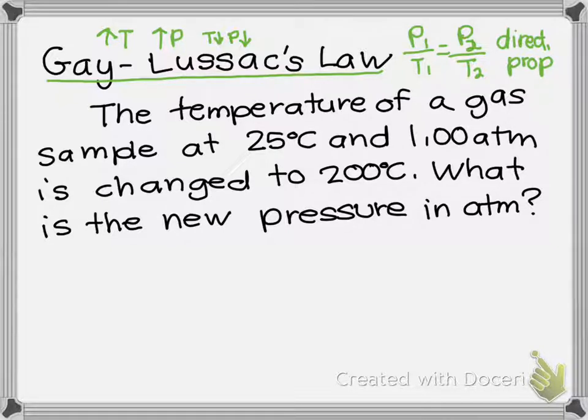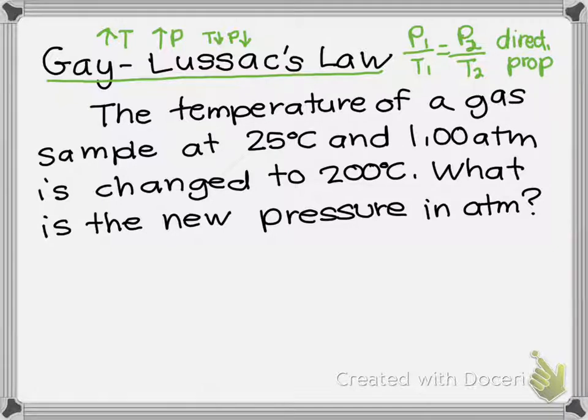Gay-Lussac's also helps us understand things like a pressure cooker. In pressure cookers, you let the pressure inside build up. So as pressure goes up, the temperature goes up. That hotter temperature allows our food to cook faster. So that's kind of qualitatively what Gay-Lussac's law helps us understand. But then a lot of times they want us to do problems with it. So let's take a look at this one.